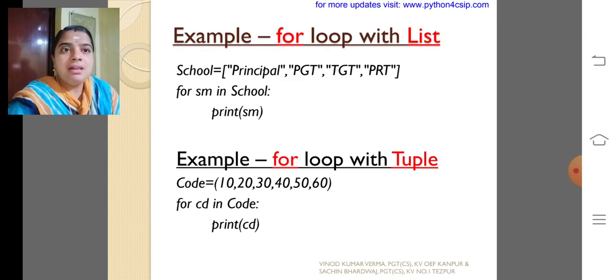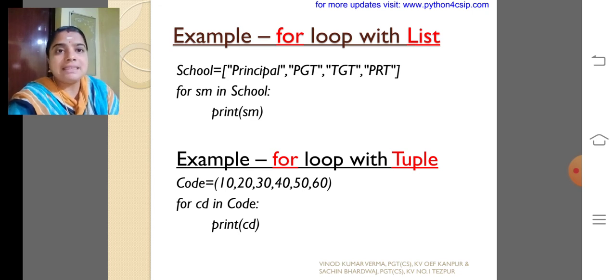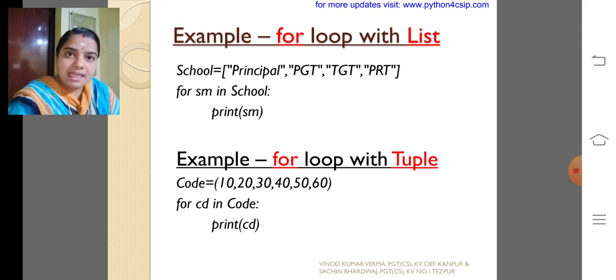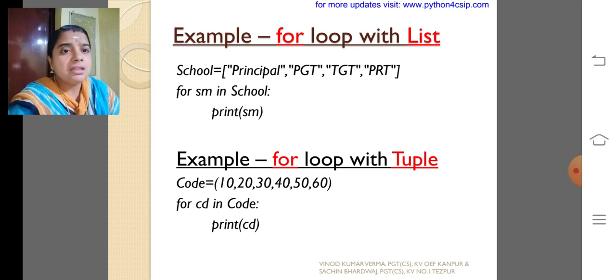Here is one example of a for loop with a list. Here I had given school, principal, PGT, TGT and PRT. For SM in school, print SM. So SM is the value which is in the first position. That is, it will print principal, then PGT, then TGT, then PRT. So it will carry out the first value for the first loop, the second value for the second loop, the third value for the third loop, and it goes on.